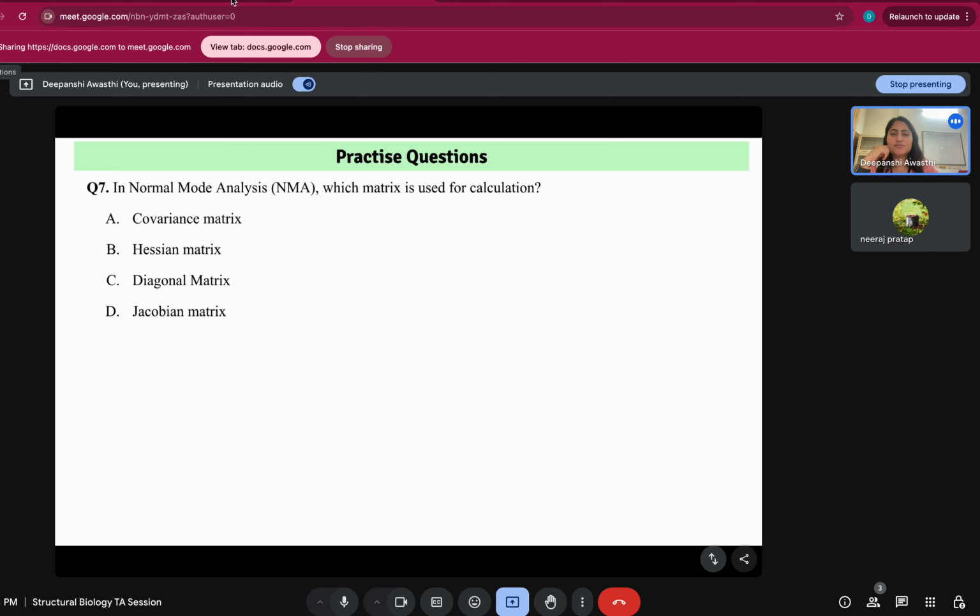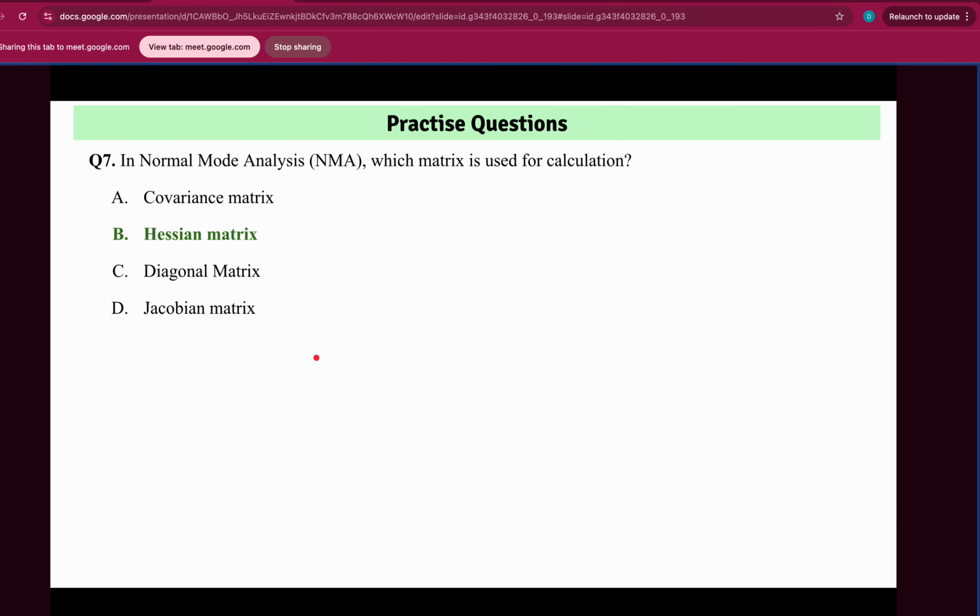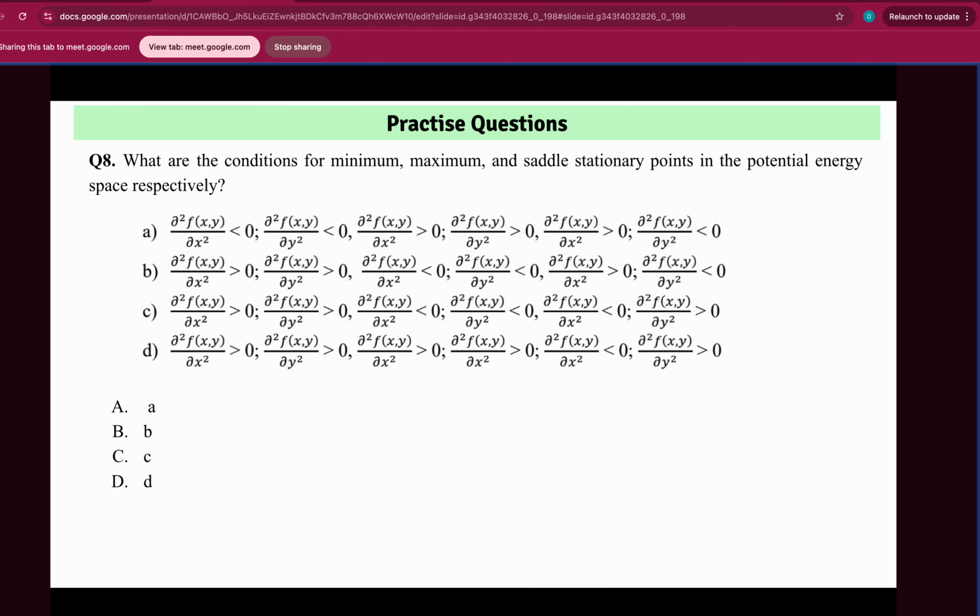Okay, now let's see. So the right answer is option B, which is the Hessian matrix. When we were talking about NMA, we studied that there is the involvement of the Hessian matrix, whereas in PCA we were talking about the covariance matrix.